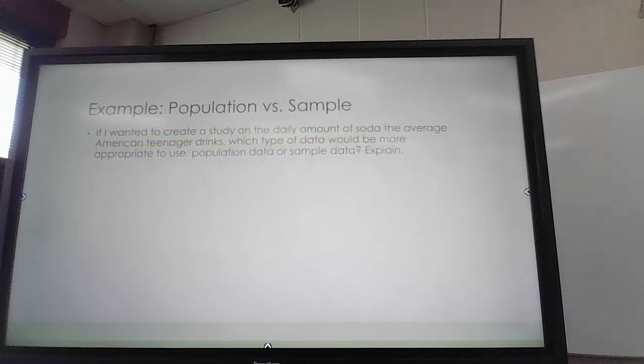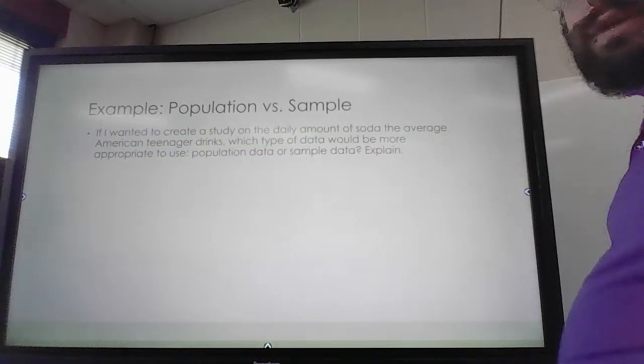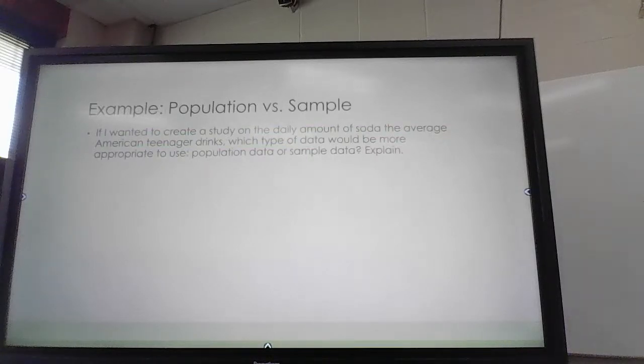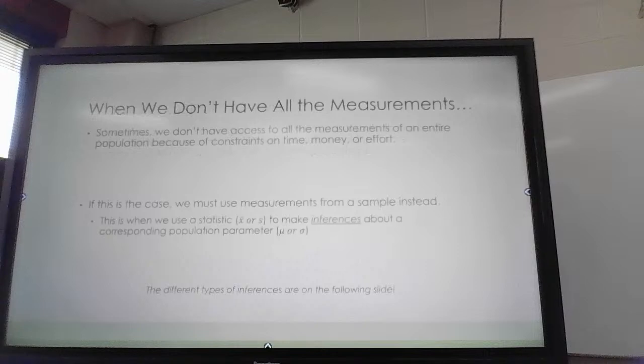So if I wanted to create a study on the daily amount of soda the average teenager drinks, what type of data would be more appropriate to use? Population data or sample data? We talked about this in chapter 1. What's our subject? The average American teenager, of which there are millions upon millions. Sample data would be more feasible and probably more appropriate, because getting every single American teenager would take time, money, and manpower. Sometimes we don't have access to all of that.